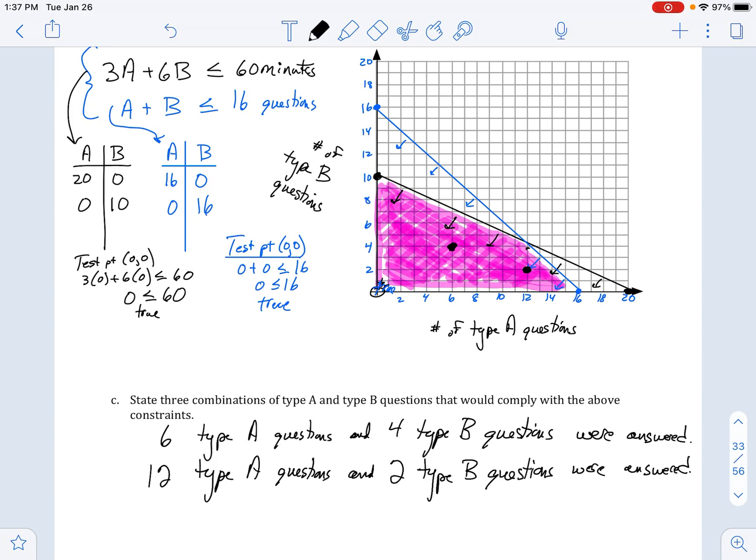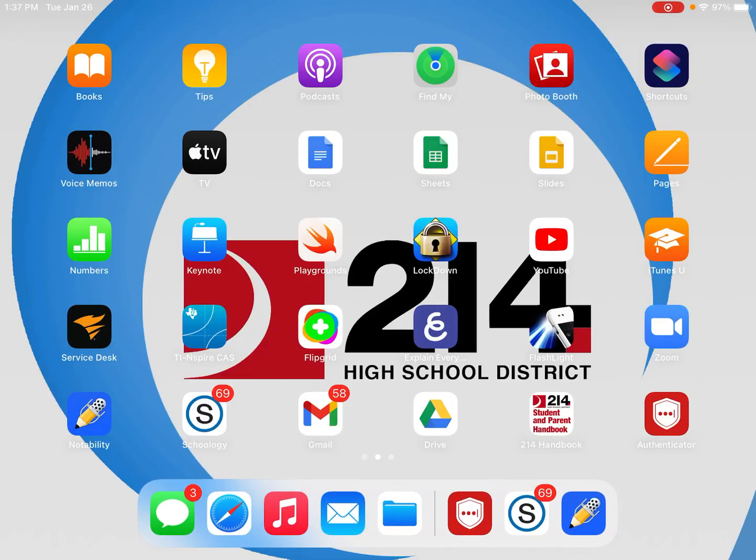And then last but not least, I could pick another one. Maybe I'm going to go with, say, 2, 8. Answers here are going to vary. These are just 3 possible combinations. And again, I put a sentence here to explain which ones were able to be answered.